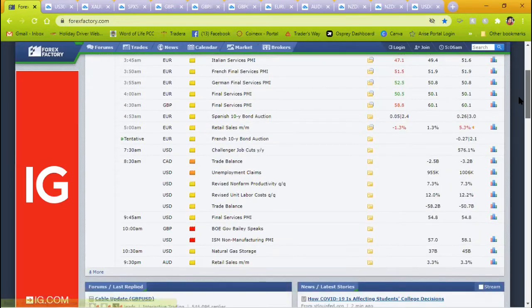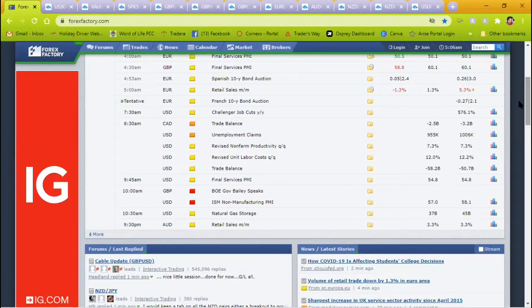All right, so 8:30 this morning, there are a couple of orange folders in CAD and USD. The orange folders don't have as much impact as a red folder. Orange folder means use precaution, just be cautious. All right, now at 10 a.m. this morning, GBP and USD both have red folders. Red folders are a high impact, so if you are in a currency pair with a red folder or an orange folder, during that time, you want to make sure that it's still going in the direction that you want it to go in. So just be mindful of that.